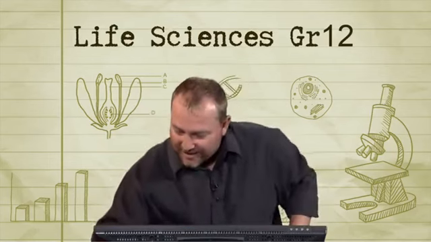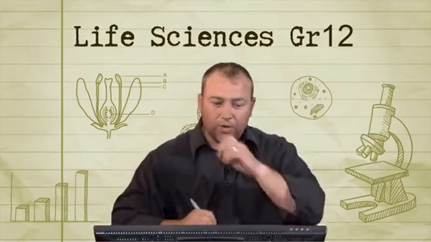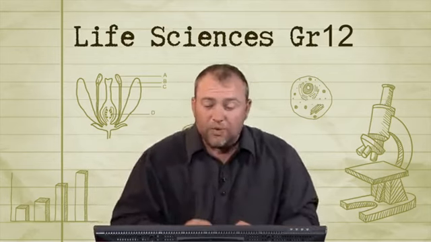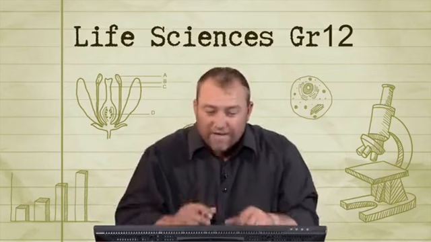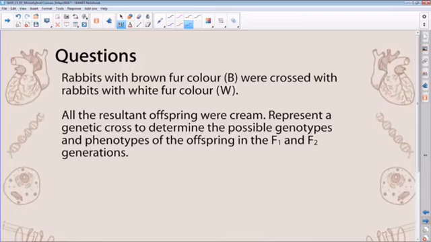Okay, now let's see. I've got a couple more examples for you. Especially for this one, I want you to look at it. Very, very important. Rabbits with brown fur, big B, now look at the difference, were crossed with rabbits with white fur, capital W. Now we know we have something to do with codominance. Now watch. All the resulting offspring were cream.